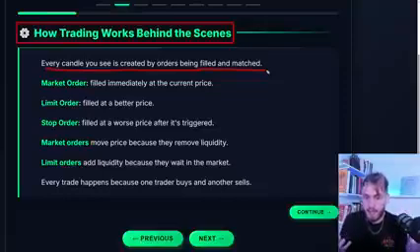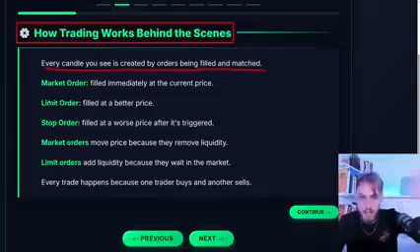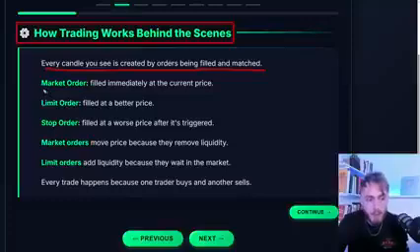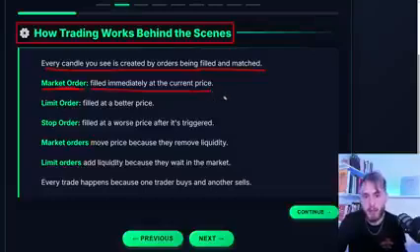So now let's take a quick moment and learn about all the orders. And don't worry, I will show you a visual explanation of this very soon. But first of all, we need to know what the different orders are called. The first order is the most simple one. This one is known as the market order, and it gets filled immediately at the current price.